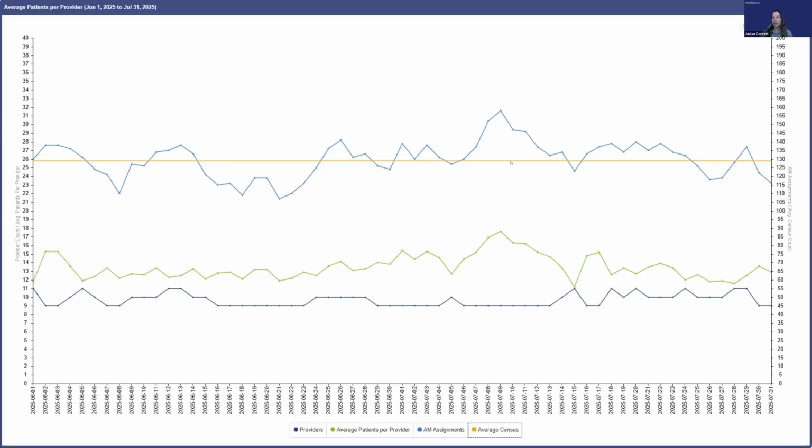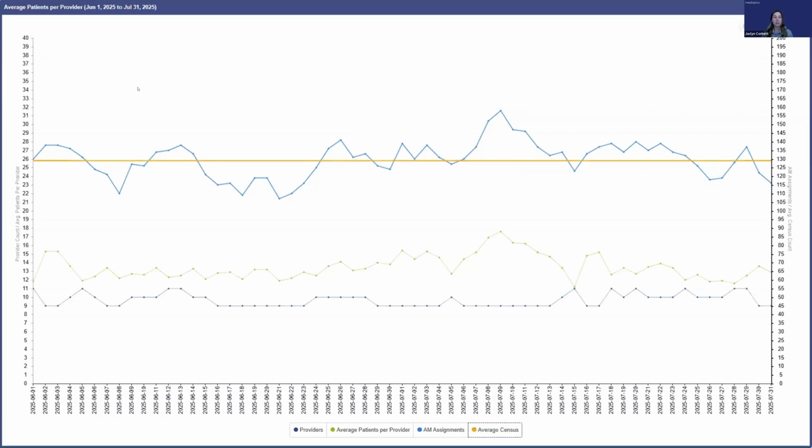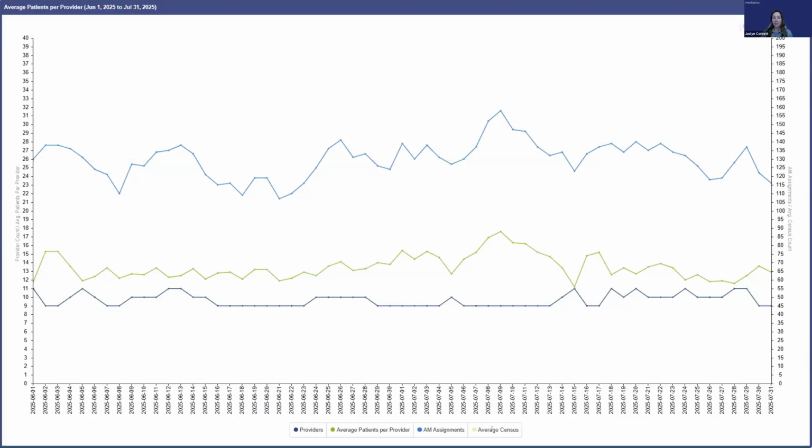We've also included the yellow bar to represent that census average. And the average is going to be just based upon whatever date range you happen to have selected. So I have 2 months selected, so this is giving me that census average for those 2 months. We also have given you the ability, depending on what type of data you are looking at on this graph, to add and remove the different data points with these legend buttons at the bottom.